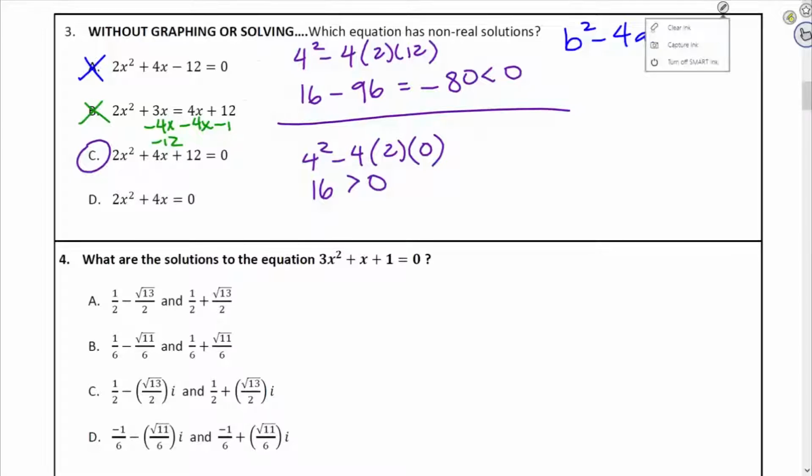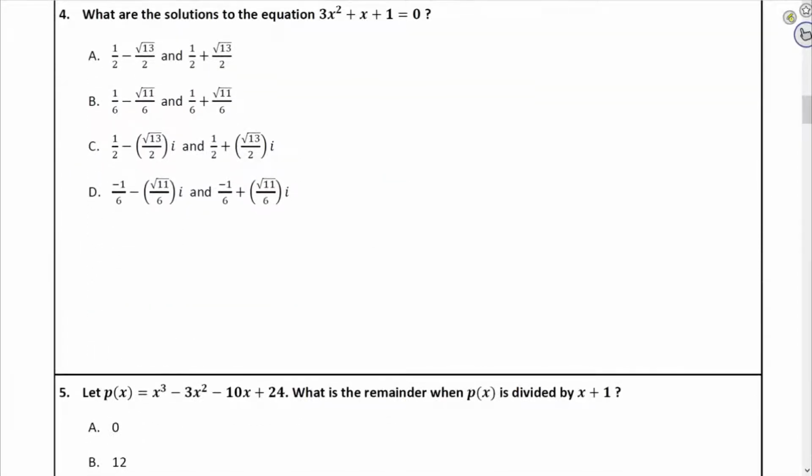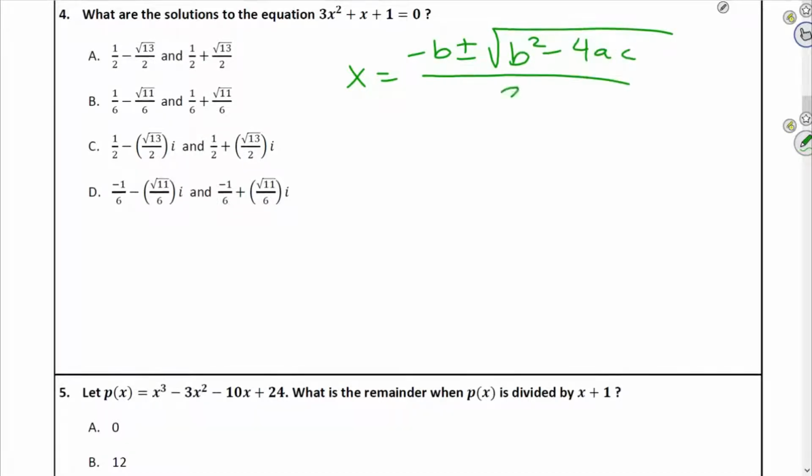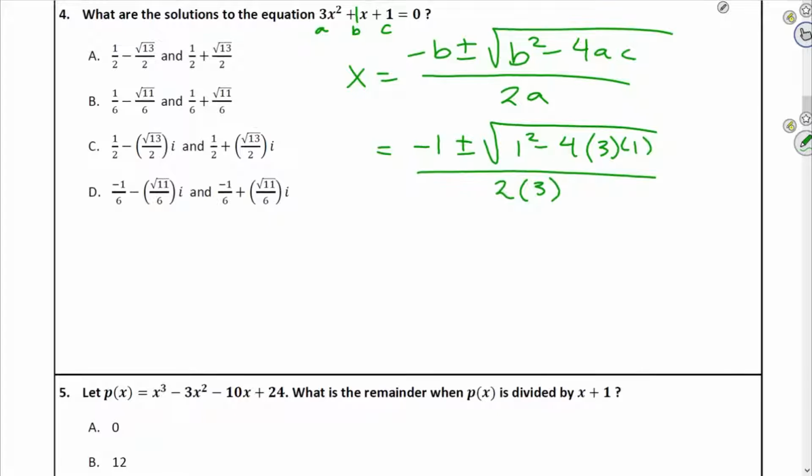All right, in number 4, what are the solutions to the equation 3x squared minus x plus 1 equals 0? And looking down here, I have radicals in all 4 of those, so I'm not even going to try to factor this. I'm going to go straight to the quadratic formula. The quadratic formula is negative b plus or minus the square root of b squared minus 4ac, all over 2a. So using 3 as a, negative 1 as b, and 1 as c, I'll plug that in here. So I get negative b, which is a negative 1, plus or minus the square root of 1 squared minus 4 times 3 times 1, all over 2 times 3.